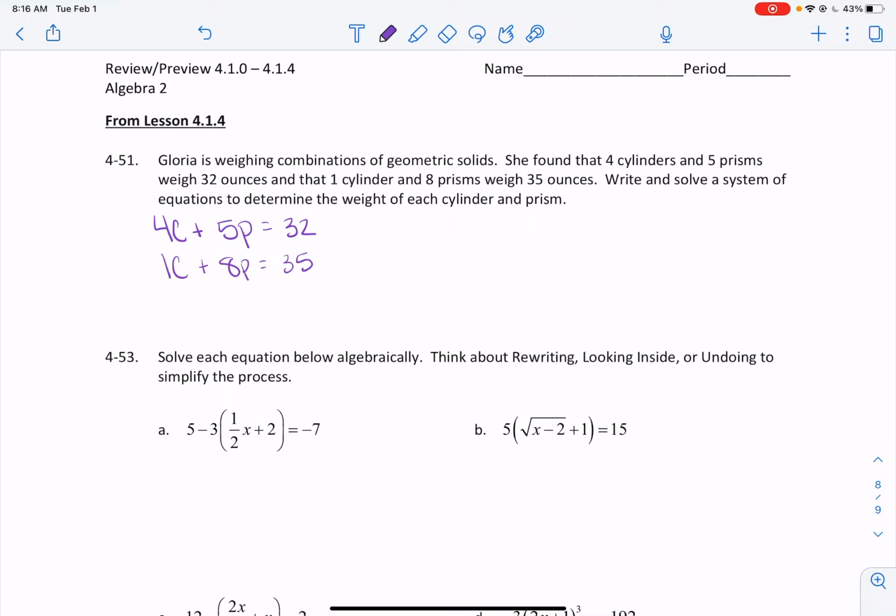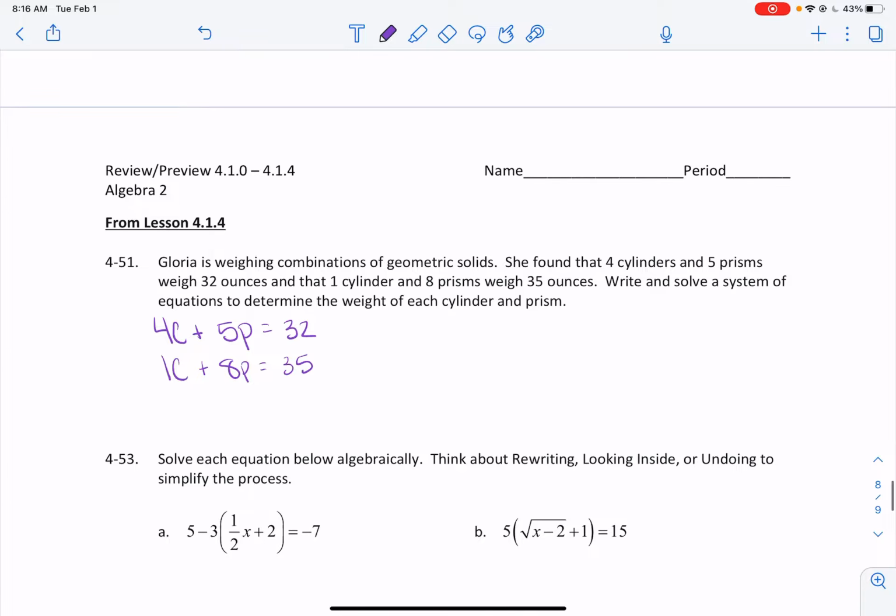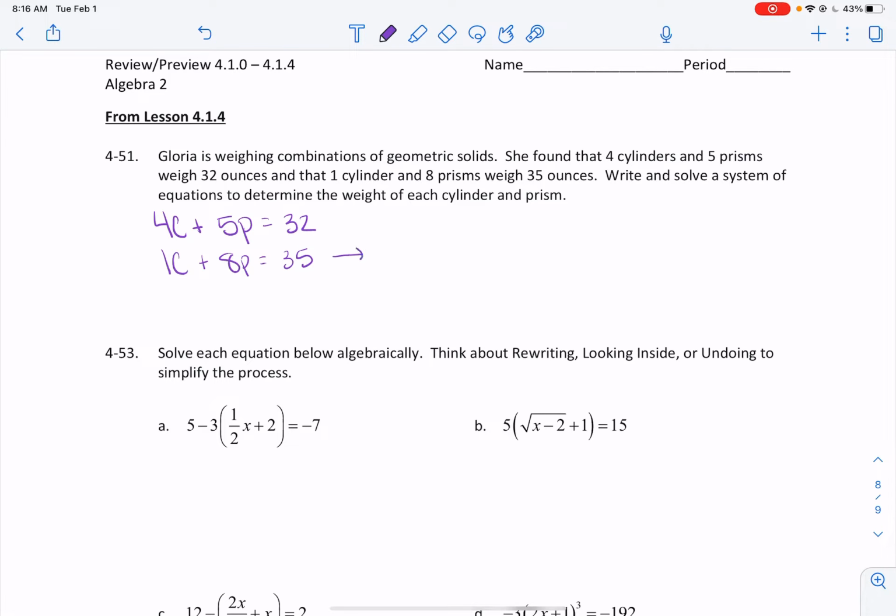Okay. So one way that you could think about this part of the system is that this is the same thing as C equals 35 minus 8P. I just moved the 8 over here, and then 1C is the same thing as C. So now that we know what C equals, I can plug it in here so we can solve. So that gives us 4 times (35 minus 8P) plus 5P equals 32.